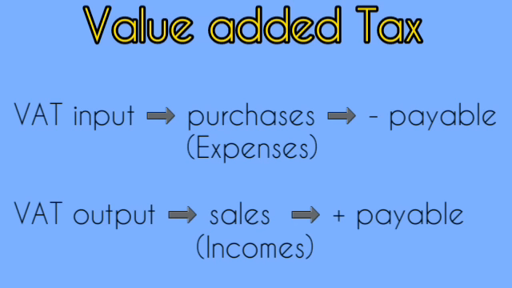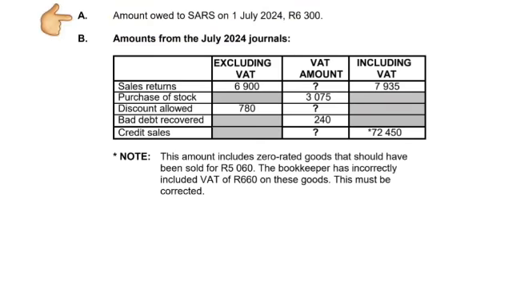And then VAT output is on sales or any form of income that is coming to me. When money comes in, I need to pay SARS. That's why we are saying that it adds to the payable. That's why we say it's a plus to a payable. So when we look at our information, any amount that is a purchase or an expense, we are going to minus. Any amount that is a sale or an income, we are going to add.